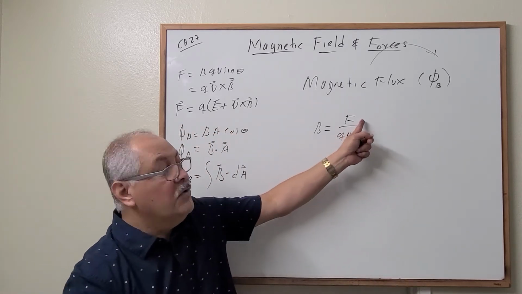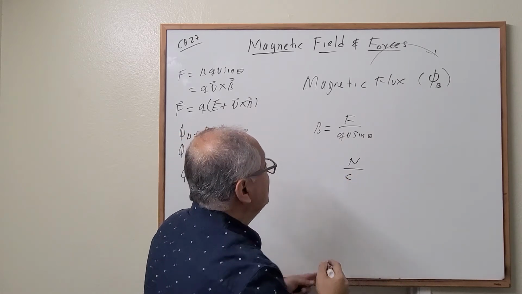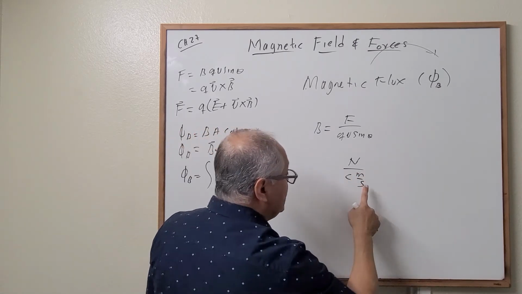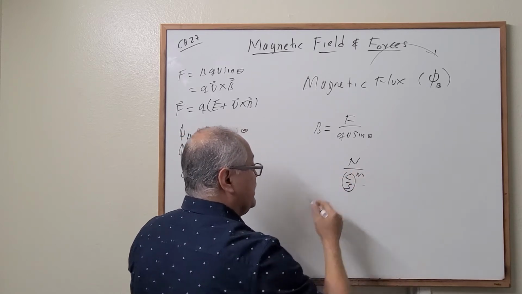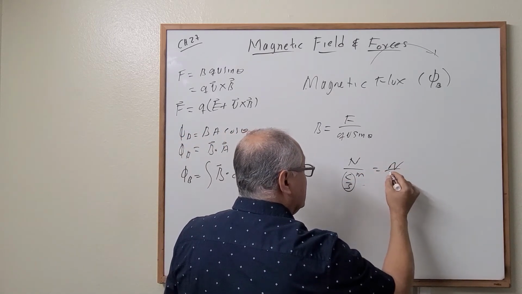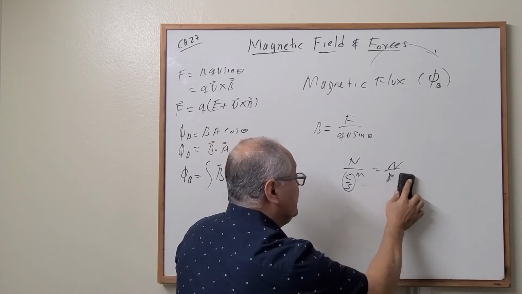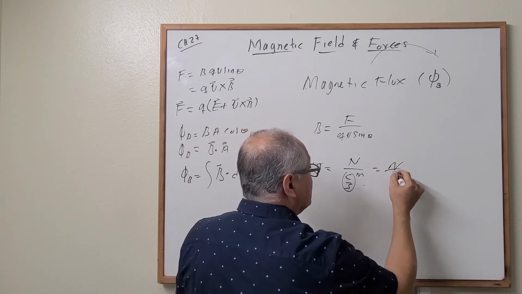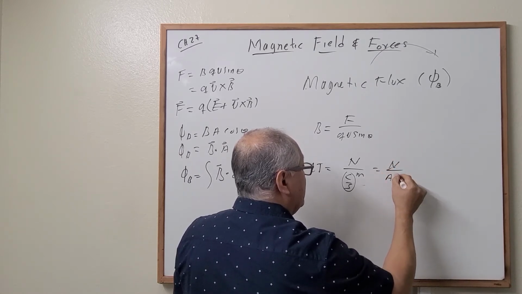Let's see, what should be the units for force? Well, the units for force are Newtons, the units for charge, coulombs, the units for velocity, meters per second. Now let's arrange it in this way. So coulombs per second is 1 amp. So this equals newtons per amp per meter. That should be 1 Tesla. So 1 Tesla is equal to 1 Newton per amp per meter.